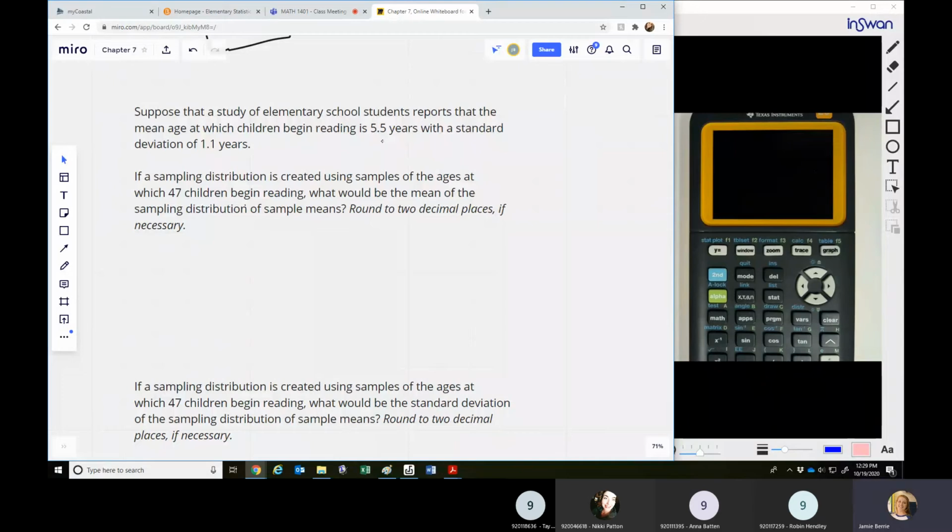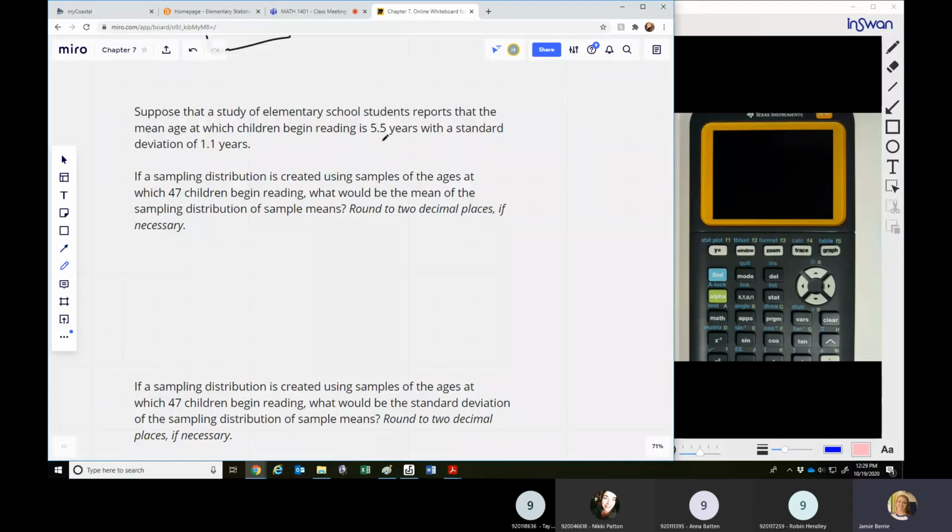So if you subtracted one standard deviation, that would be like 4.4 years old. If you added one standard deviation, that would be 6.6. All right, so it says, if a sampling distribution is created using samples of the ages at which 47 children began reading, what would be the mean of the sampling distribution of sample means, rounded to 2 decimal places if necessary?